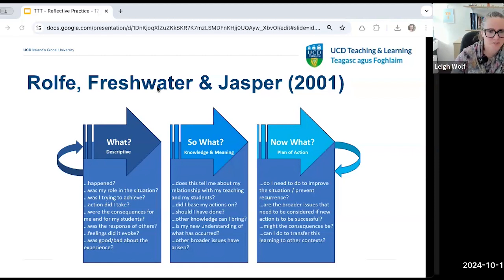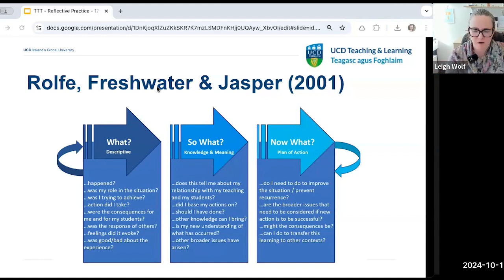What did I base my actions on? So what other knowledge can I bring? And then finally, the Now what, making a plan of action based upon that cycle of thinking. What do I need to improve next? How can I transfer this to another context? And so on and so forth.